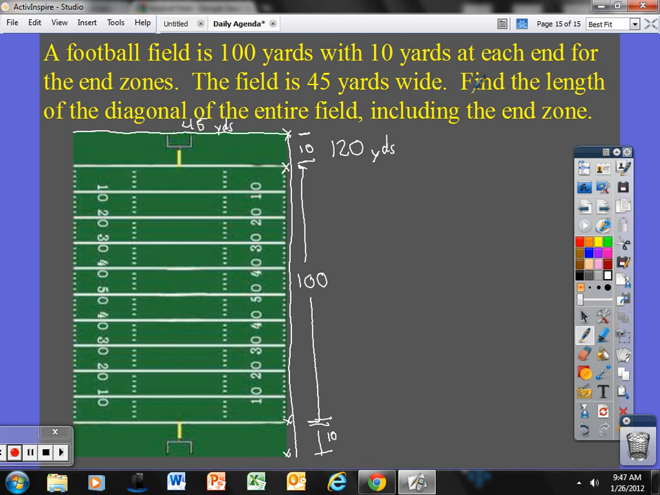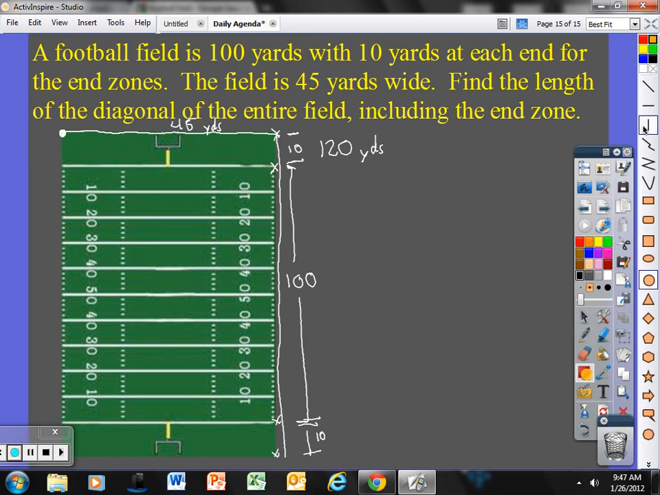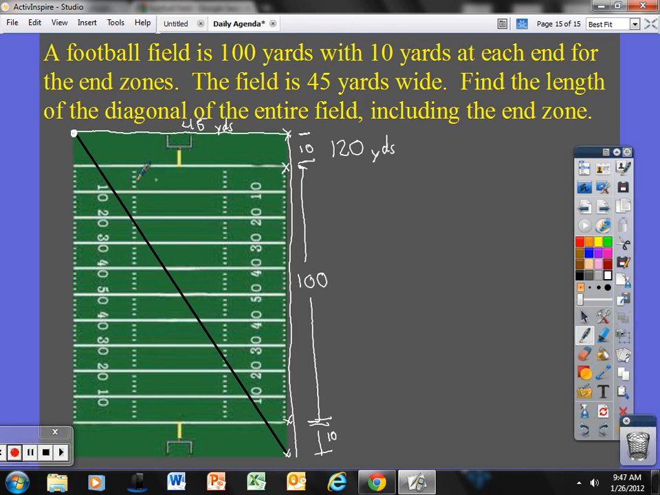Now it says find the length of the diagonal of the entire field. A diagonal goes from one vertex, if I look at this as just a rectangle, to a non-adjacent vertex. I'll choose this one here, to a non-adjacent vertex all the way down here. So I'm going to make a diagonal from here to here. I have just now constructed a right triangle out of this football field.